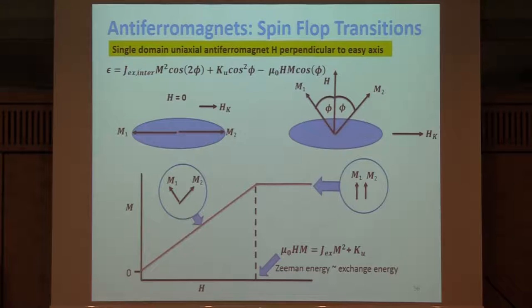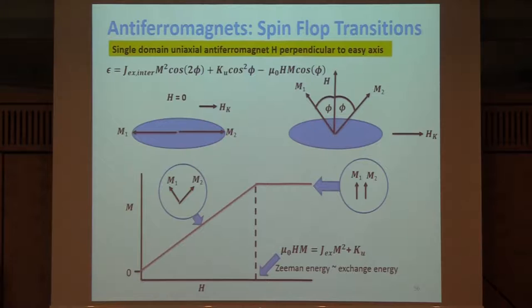Antiferromagnet. Okay, so Helen already talked about this, but I'll talk about it in my hand-waving way. Very classical. For an antiferromagnet, you need to include the inter-sublattice exchange energy. I've got a uniaxial energy in here, and we've got a Zeeman energy.